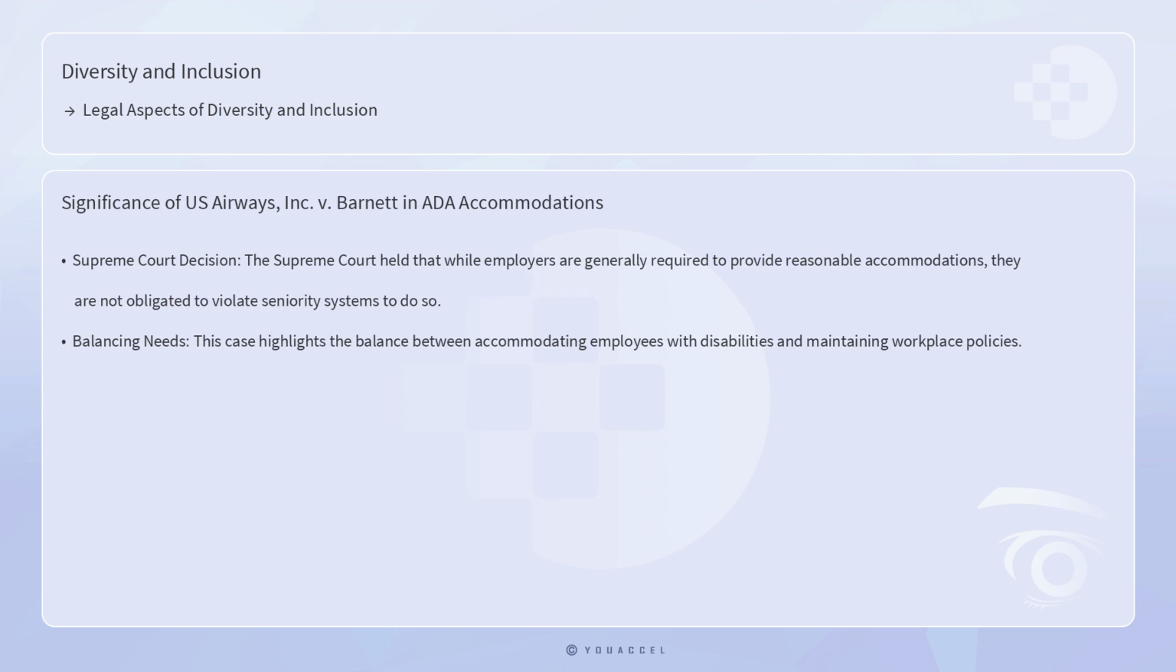In the context of reasonable accommodations under the ADA, the case of U.S. Airways Inc. v. Barnett is significant. The Supreme Court held that while employers are generally required to provide reasonable accommodations, they are not obligated to violate seniority systems to do so. This case highlights the balance between accommodating employees with disabilities and maintaining workplace policies.